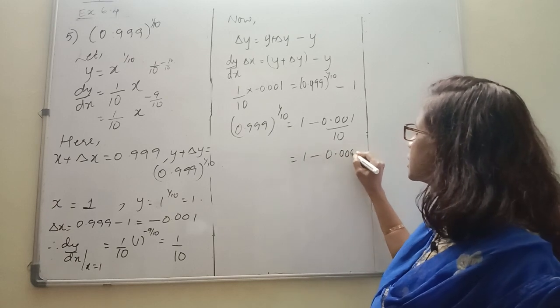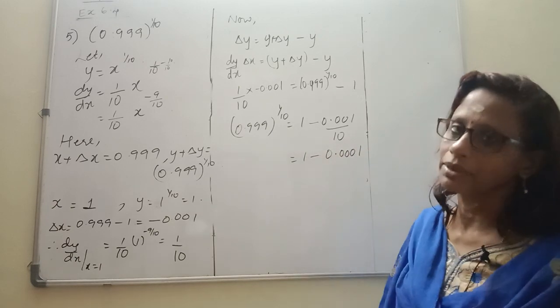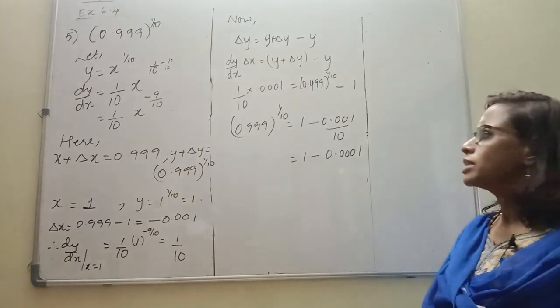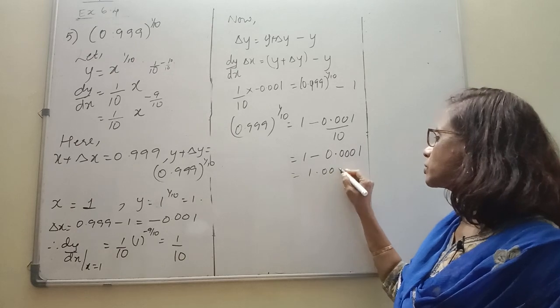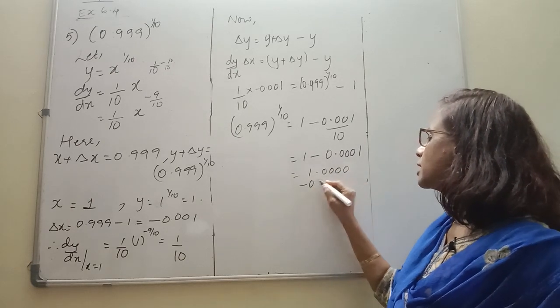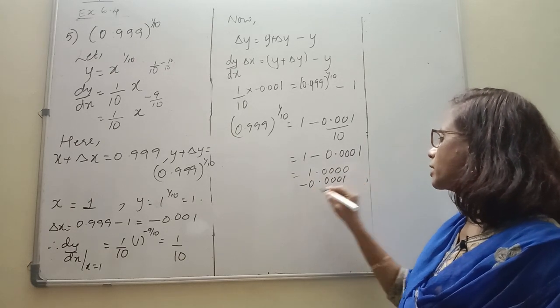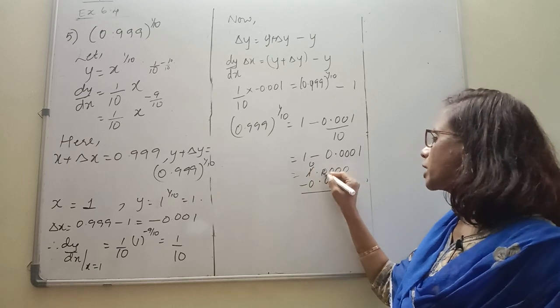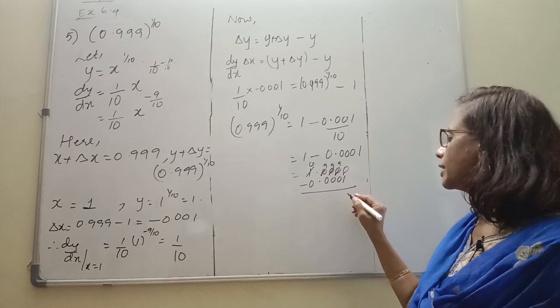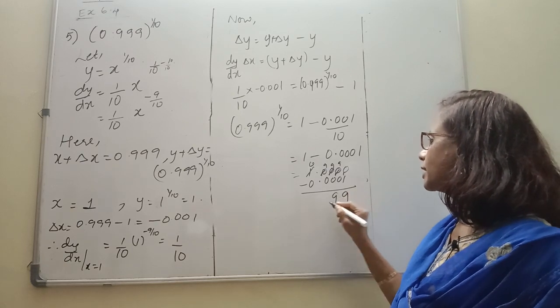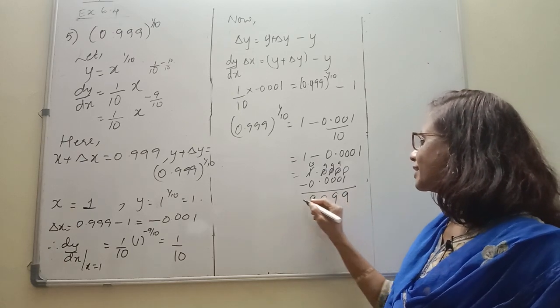Because it's by 10, we don't have to do any calculation. Just increase the 0 over here by 1 more. That's it. Now we have to find the answer. Let's find it. 1.0000 minus 0.0001. 1 becomes 0, 10 becomes 9, 10 becomes 9, 10 becomes 9, 10. 10 minus 1, 9, 9, 9, 9.